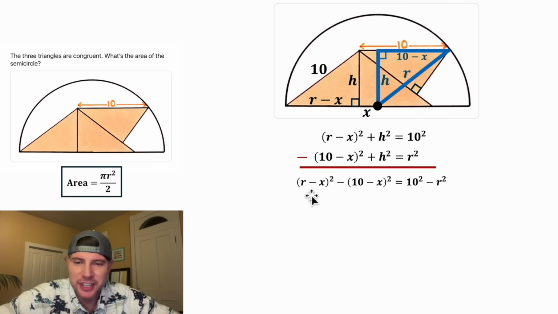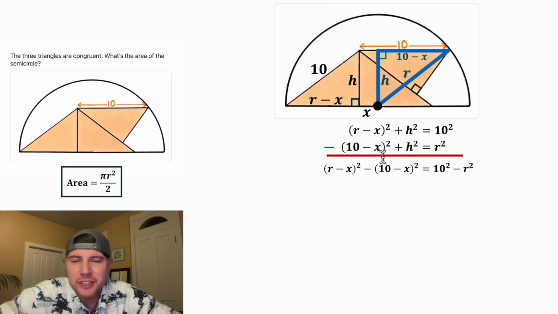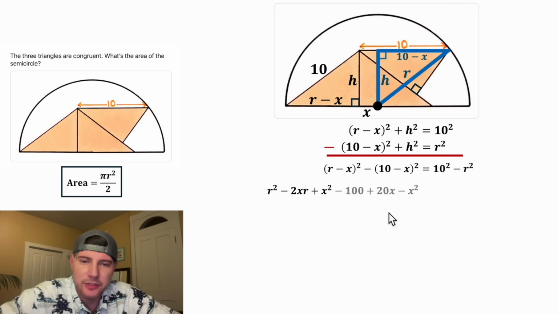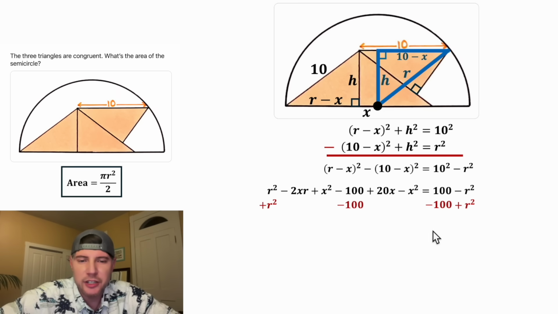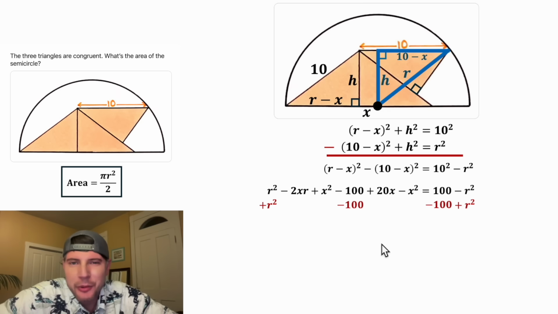Now from here, these are going to take up a lot of room, so let's smush everything up here. On the left hand side, this quantity r minus x squared is going to be this right here. And then this negative quantity 10 minus x squared is going to be this right here. And then on the right hand side, 10 squared is equal to 100, and we can bring down the r squared. Now this is pretty crazy looking. Let's set it all equal to 0. We can subtract 100 from both sides and add r squared to both sides. Now we can combine like terms, so let's bring this over here.